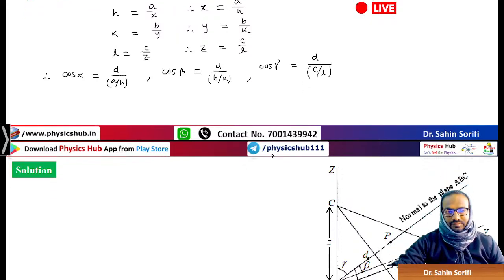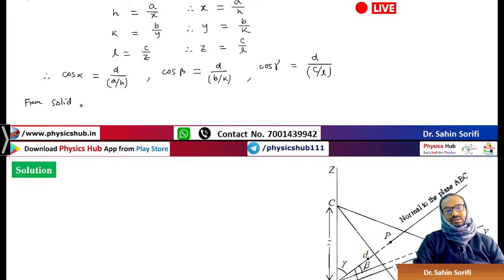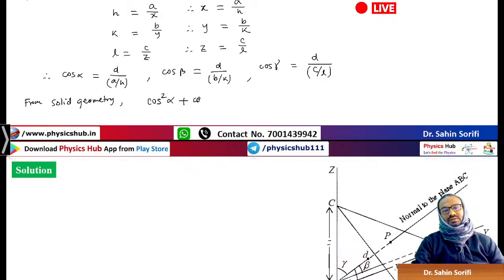Now, from solid geometry, we can write an identity: if you have a normal making angles alpha, beta, gamma with the respective axes, then the sum of the squares of their cosines, cos square alpha plus cos square beta plus cos square gamma, should equal 1. Okay.